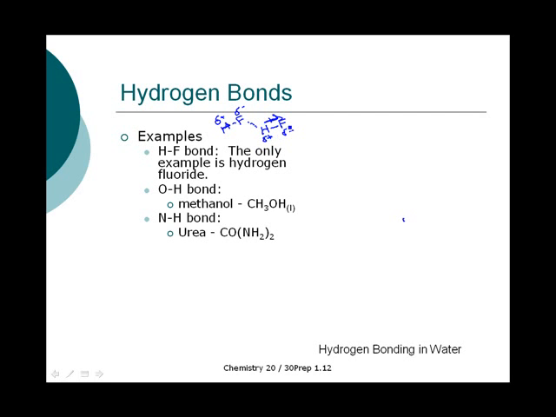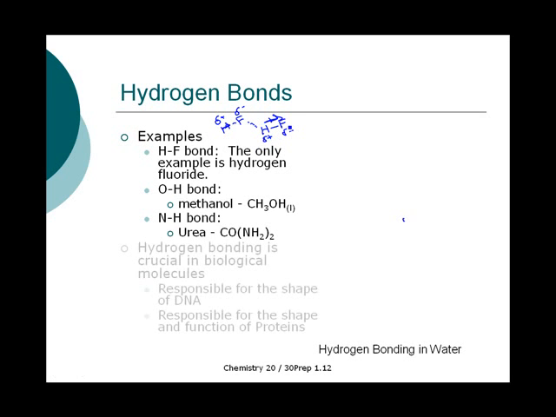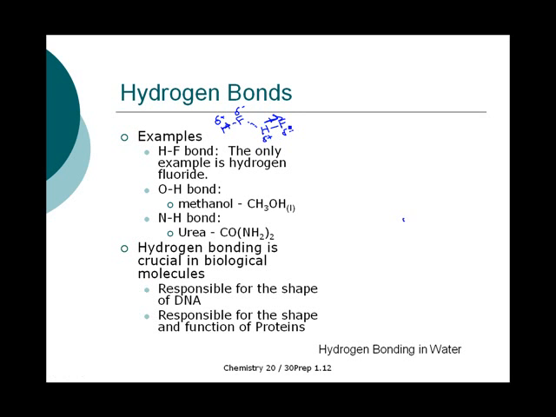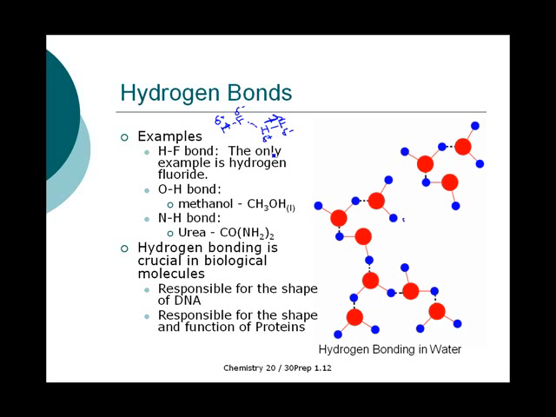It also occurs in molecules that have OH bonding and molecules that have NH bonds. It's especially important in biology. It's responsible for the shape of DNA, and it's also responsible for the shape and function of proteins in our bodies. Here's just an example of what hydrogen bonding would look like.